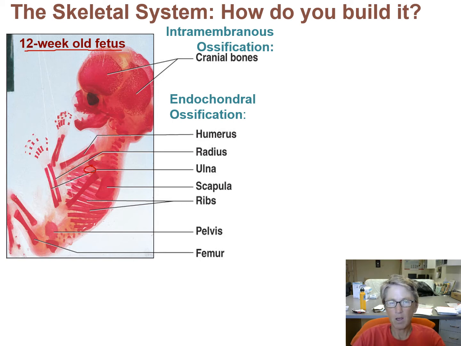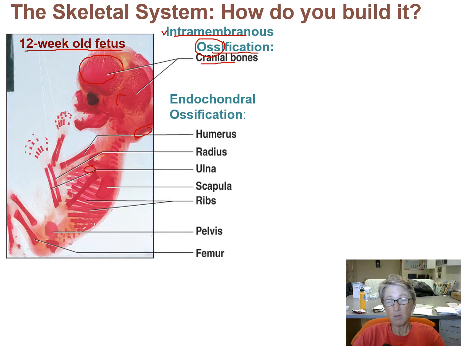The first type is called intramembranous ossification. Remember, anytime you see ossify, osseous, any of that, always think bone. Intramembranous ossification is a process that you used when you were a fetus to build your cranial bones. For example, the frontal bone, the temporal bone, the parietal bone, and the occipital bone back here, you use the process of intramembranous ossification.